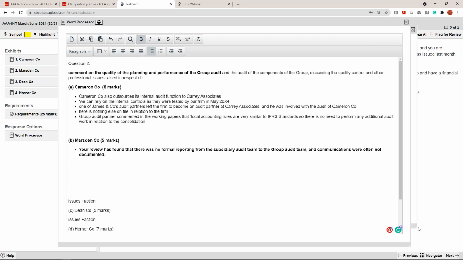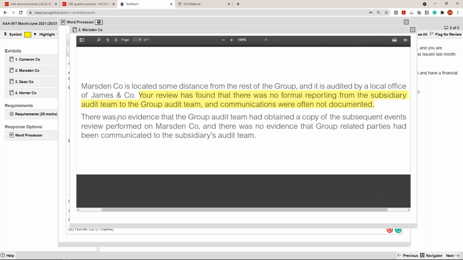Next, you go back to the Marston Company. There was no evidence that the group audit team had obtained a copy of the subsequent events review performed on Marston Company. Is that another issue? Do you understand subsequent event review is so important for every component or every subsidiary of the group? Can the subsequent events impact the group audit?